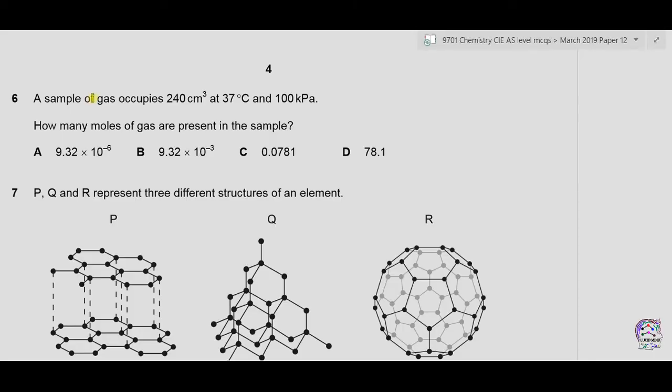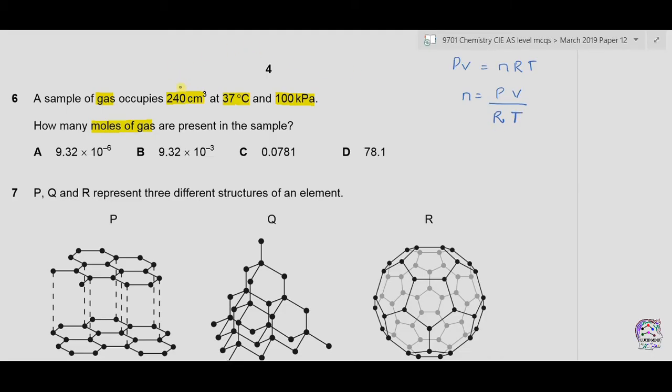Question number 6. A sample of gas occupies 240 cm3 at 37 degrees centigrade and 100 kilopascals. How many moles of gas are present in the sample? For solving this question, we are going to use the ideal gas equation. PV is equal to nRT, or we can find the number of moles: n will be equal to pressure times volume divided by ideal gas constant times temperature in Kelvin.